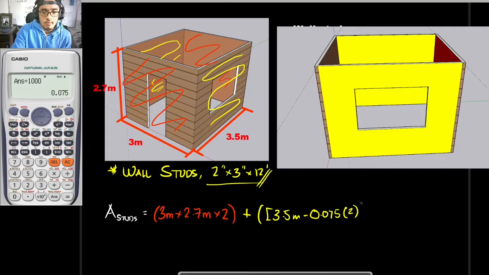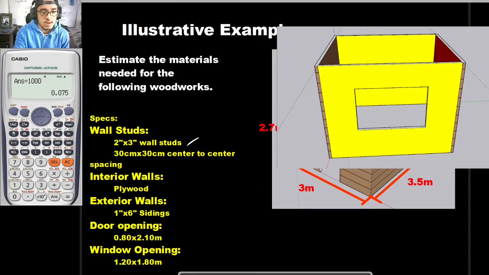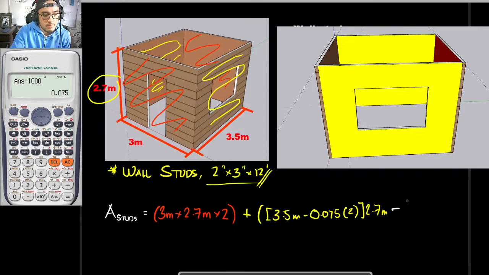So, after that, we would now be multiplying this by the height. So, what is our height? Same, 2.7 meters. After that, we must now subtract the openings. And from the previous slide, our openings would be 0.8 by 2.1 and 1.2 by 1.8. So, minus 2.1 times 0.8, and minus once again 1.2 by 1.8.